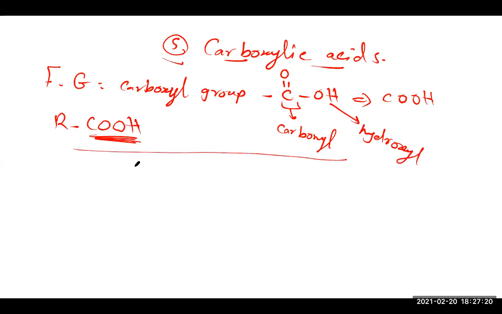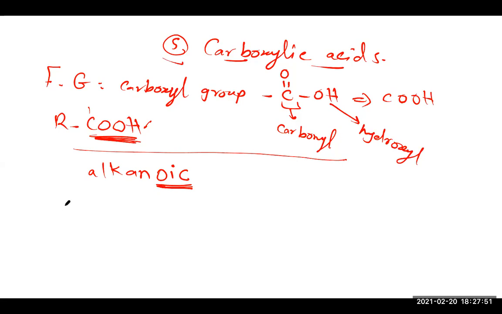First, you need also to pick the chain, and number 1 will always be the carboxyl group. So the carboxyl group should always be number 1. It will be on the left or on the right, so you need to start from the carboxyl group. And you will write the alkane, and we will remove the E, and we will put the ending for the carboxylic acid, which is OIC. So it will be alkanoic.